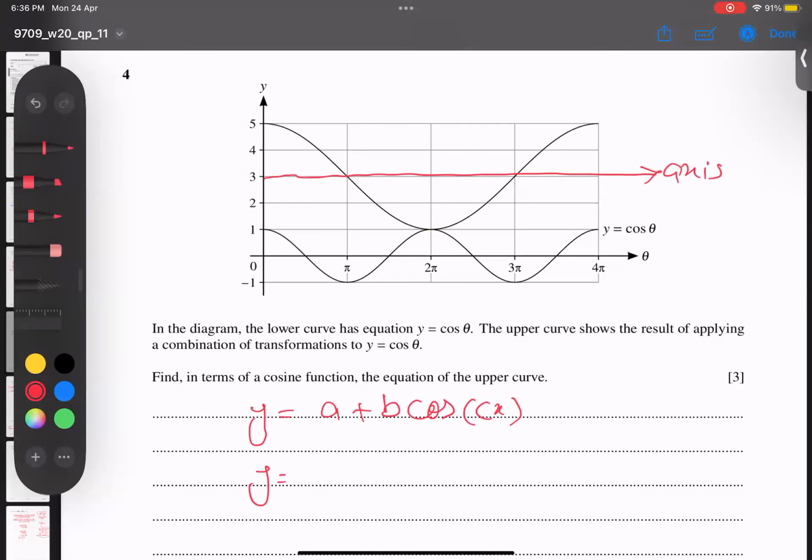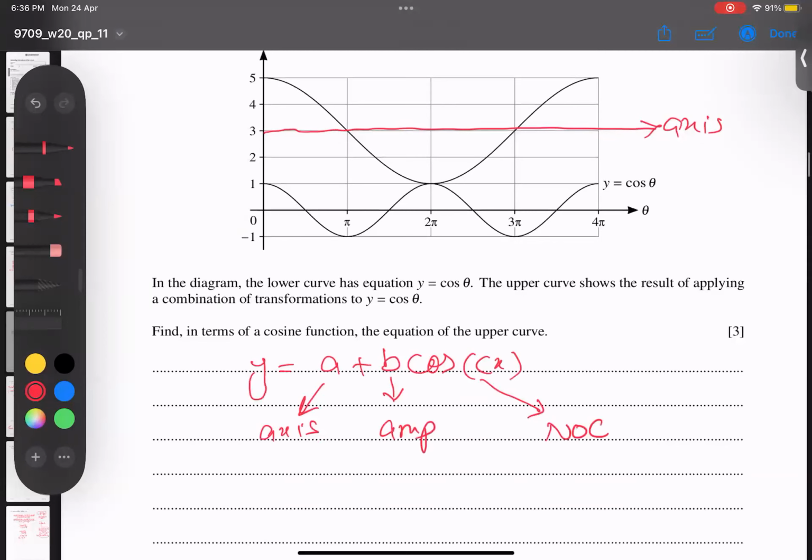And in this condition, what is A called, student? Let me write for you. This A is called axis, B is called amplitude, and C is called number of cycles. Okay, so you can see that the axis is so simple. The middle line is called the axis, it is 3. So 3 comes directly. And B is called amplitude from the axis. How much it goes down is called amplitude.